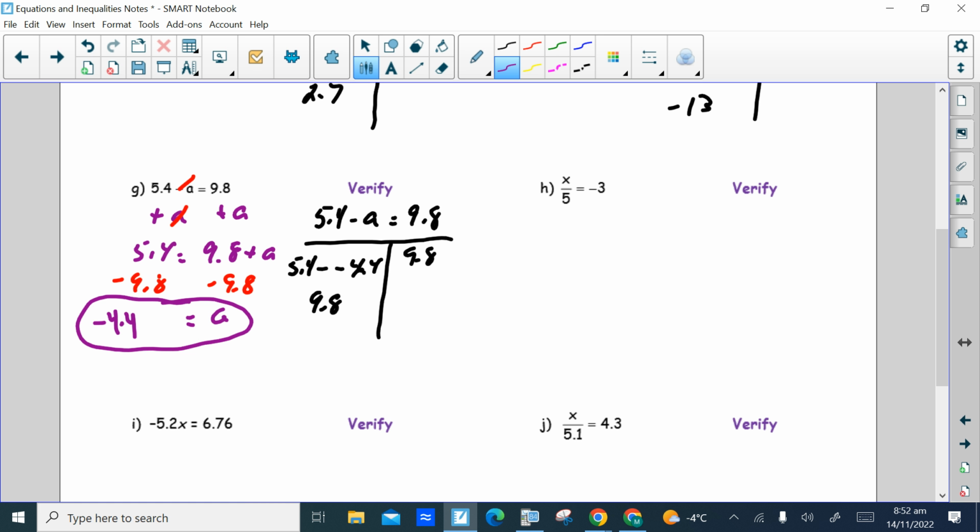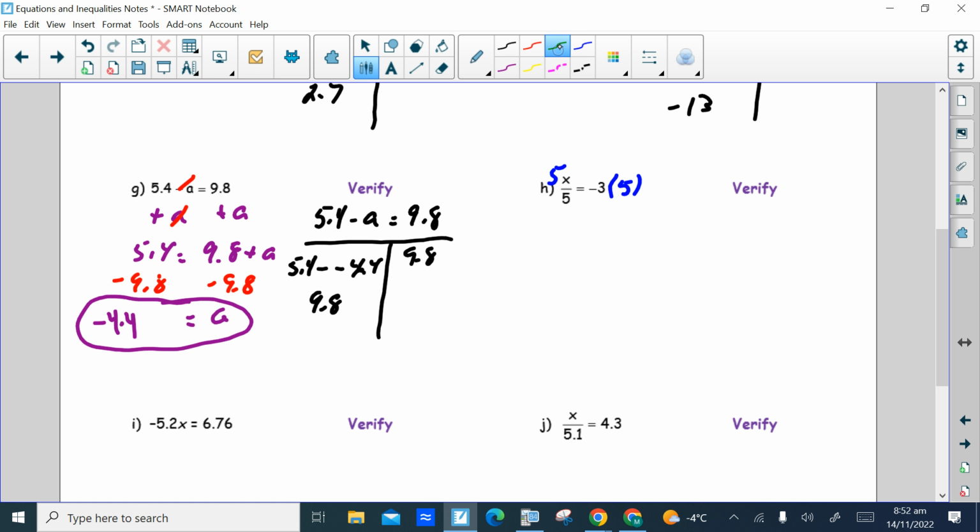Now, question H is a different kind because the x and the 5 are now hooked together by division. It's x divided by 5. So to get the x by itself, we do the opposite of dividing by 5, which is multiplying by 5. So I'm going to multiply both sides by 5.